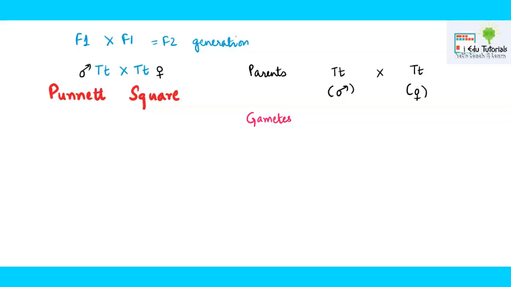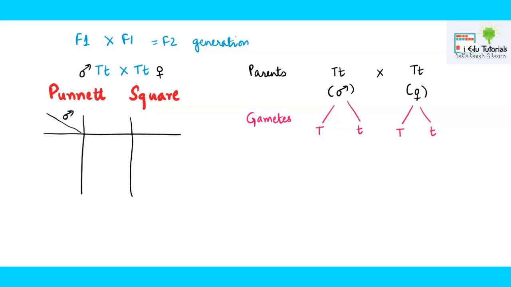Here in this case, because the condition is heterozygous, thus 50% of the gametes will receive capital T and 50% of the gametes will receive small t. So here also the same thing will be applied. 50% of the female gametes will be with capital T and 50% of the female gametes will be with small t. Now we will use the Punnett square here to understand how we can find out the genotype of the F2 offsprings.